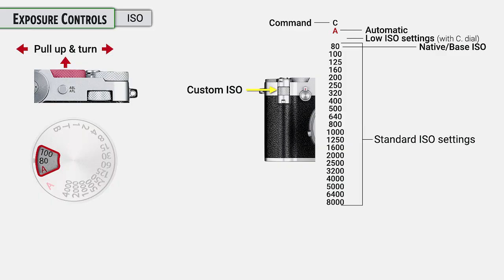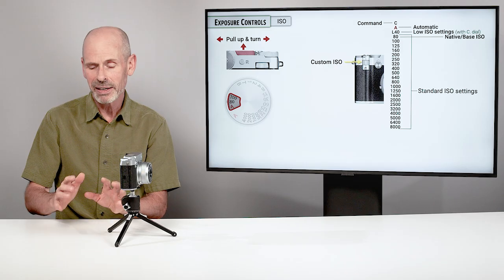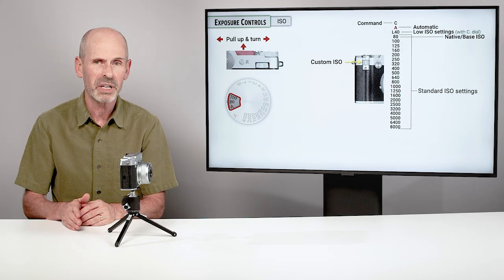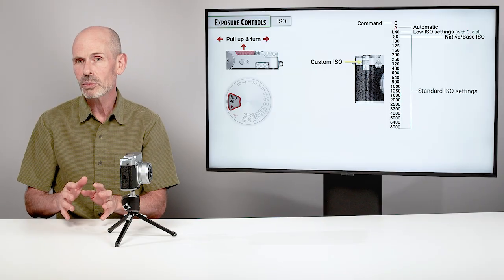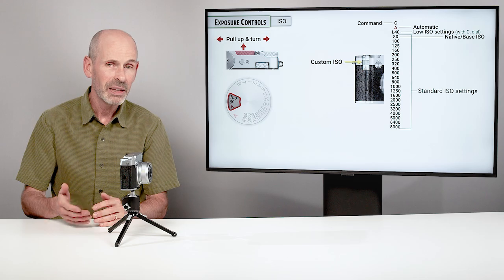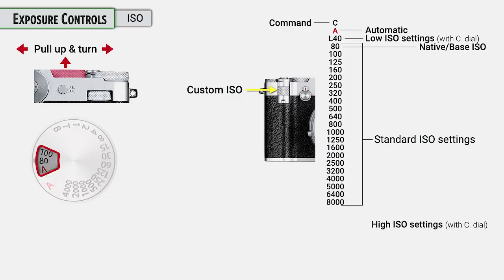Now, one of the other options is that when you do put it in the C setting, it's going to allow you to get to more settings of the ISO that don't exist physically on the dial. So you can get to a low 40 setting if you want. Now, I don't recommend this for most shooting because you lose about one stop of dynamic range. But when you're really in desperate times for getting a slower shutter speed, this is one of the options that you have available to you.